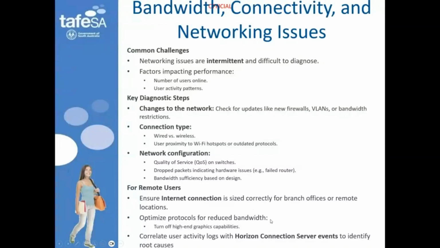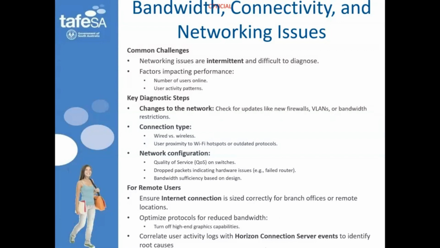So identify any bottlenecks. For remote users, people not on site, ensure the internet connection is sized correctly for branch offices or remote locations. If it's a different location, then the interconnection between the two sites must be sized correctly. If they're working from home or something like that, that's something to investigate. But that doesn't necessarily become your problem at that point in time. It might be their own connection that they must improve.